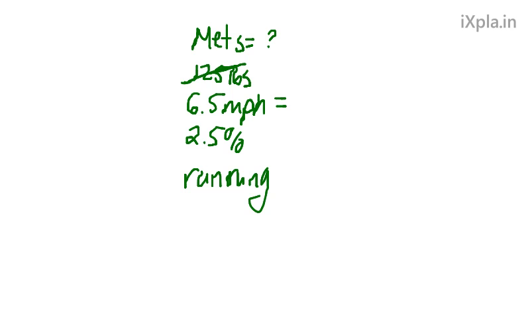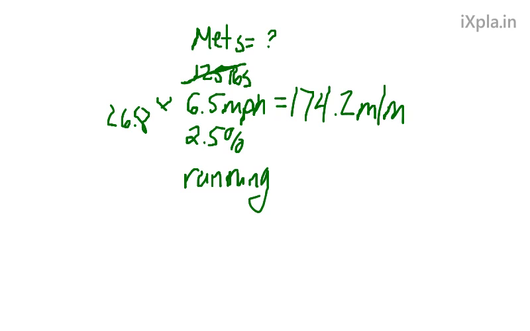Convert the speed to meters per minute by multiplying by 26.8. You have to remember that conversion. Okay, I have it written down, so I'm going to do the conversion. That gives 174.2 meters per minute. Now 2.5, just convert that to a decimal. You just move the decimal 2 places, so that'll be 0.025. It wouldn't really be a percent, it's a decimal now. They're running. So these are the conversions you have.